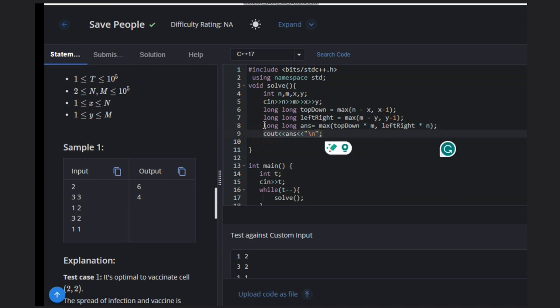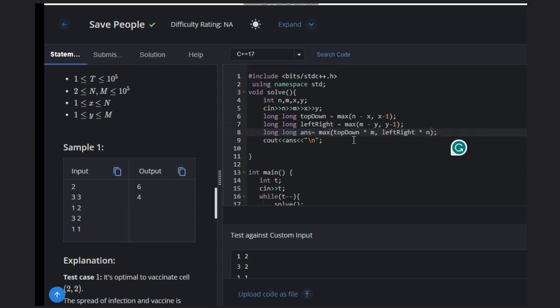And we need to take long as the answer type. Why? Because top down multiplied with m can be a large integer. That's why. Hope you understood the solution.